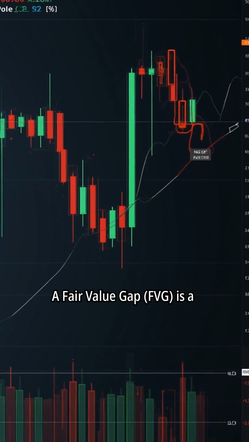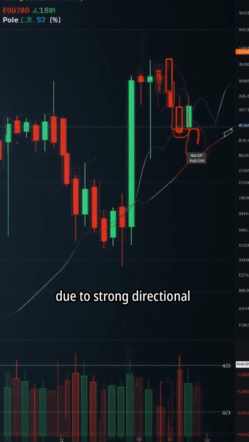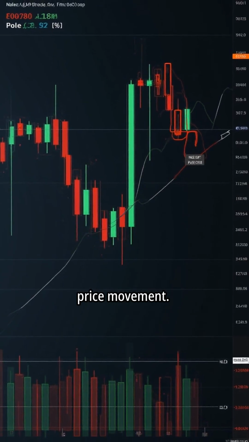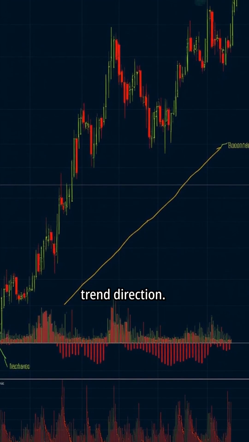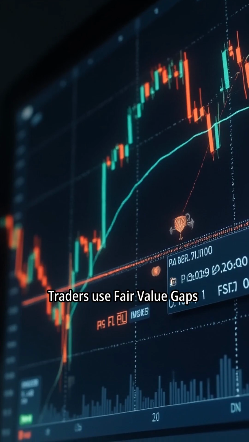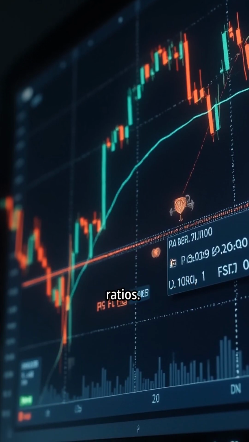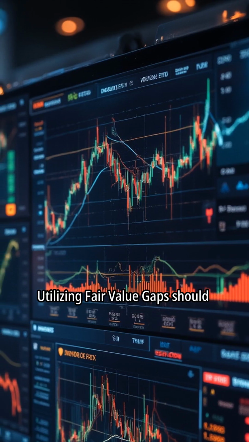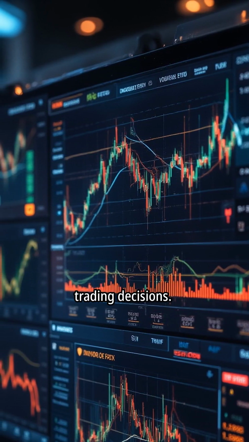A fair value gap, FVG, is a price imbalance that occurs due to strong directional price movement. Price tends to revisit the fair value gap zone before continuing in the original trend direction. Traders use fair value gaps to strategically time entries with favorable risk-reward ratios. Utilizing fair value gaps should align with broader market analysis techniques for optimal trading decisions.